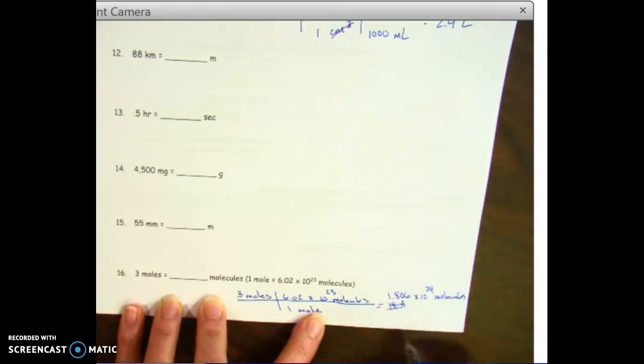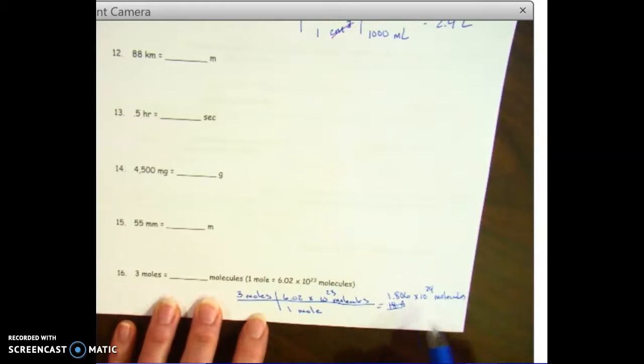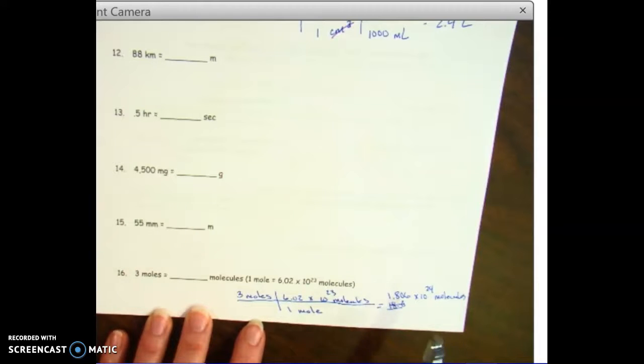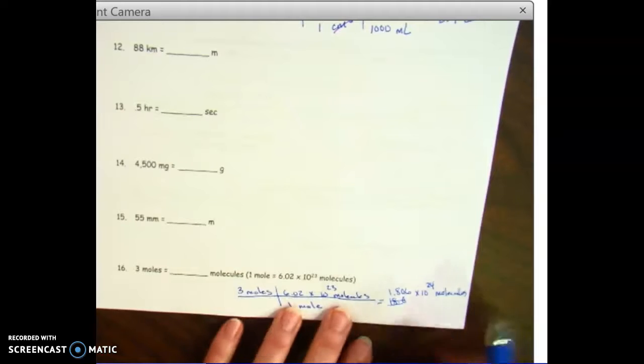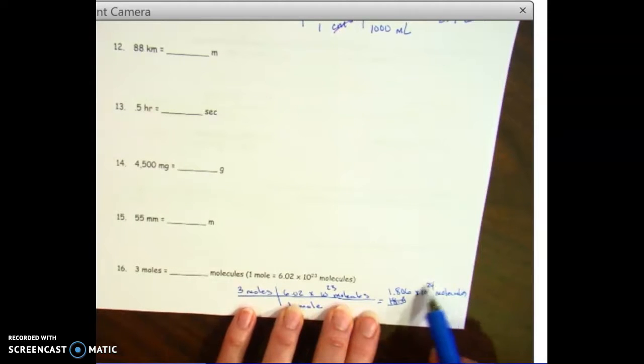It's possible your calculator moved that decimal over and you had times 10 to the 23rd here. You might have had 18.06 times 10 to the 23rd if that's the way your calculator gave you the answer. Now, sig figs. You want to have one sig fig in your final answer. So to reduce this to one sig fig, remember we don't look at the power of 10, you just look at the number out front. We're going to round that 1.8, it's going to become 2 times 10 to the 24th molecules.